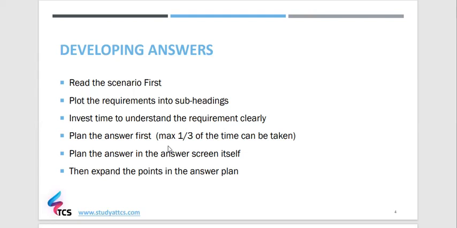So you can take 5 minutes to read the scenario and understand it appropriately. And you can use 10 to 15 minutes to develop an answer structure. When developing this answer plan or answer structure, try to figure out whether you are fulfilling the requirements highlighted in the question, and on top of that, whether you are adding value to your answer based on the type of points which you have made in your answer structure.